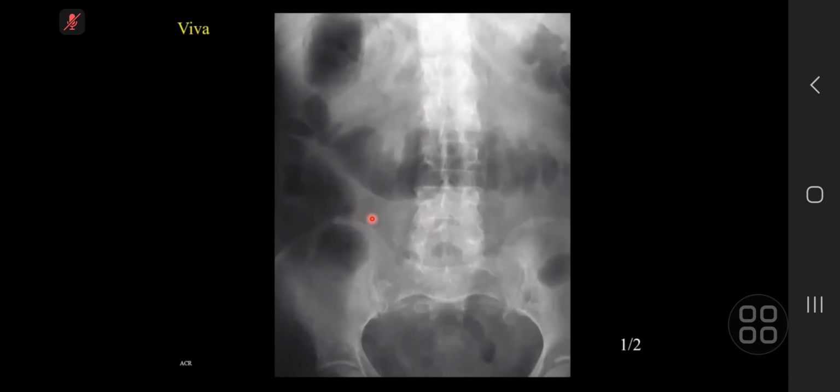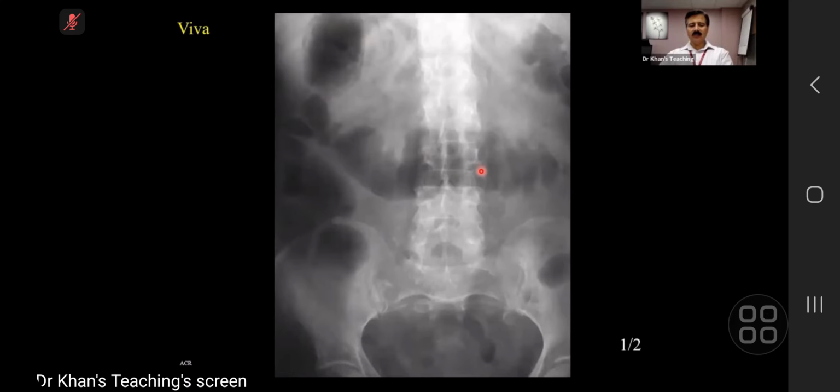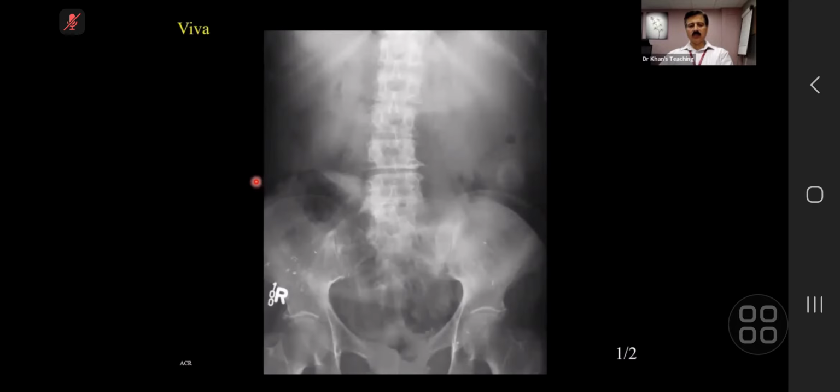So there is a pneumatosis intestinalis, because I can see air within the bowel wall. That's projected. No. It's the gallbladder. It's the right upper quadrant. So it's there within the gallbladder. Yeah. So this is an emphysematous cholecystitis.